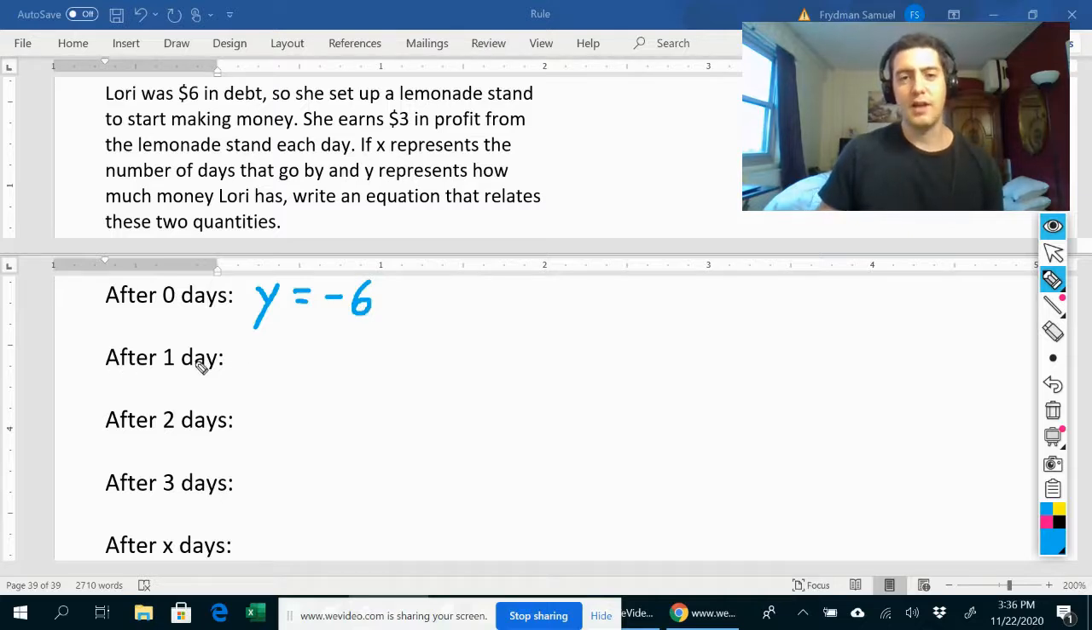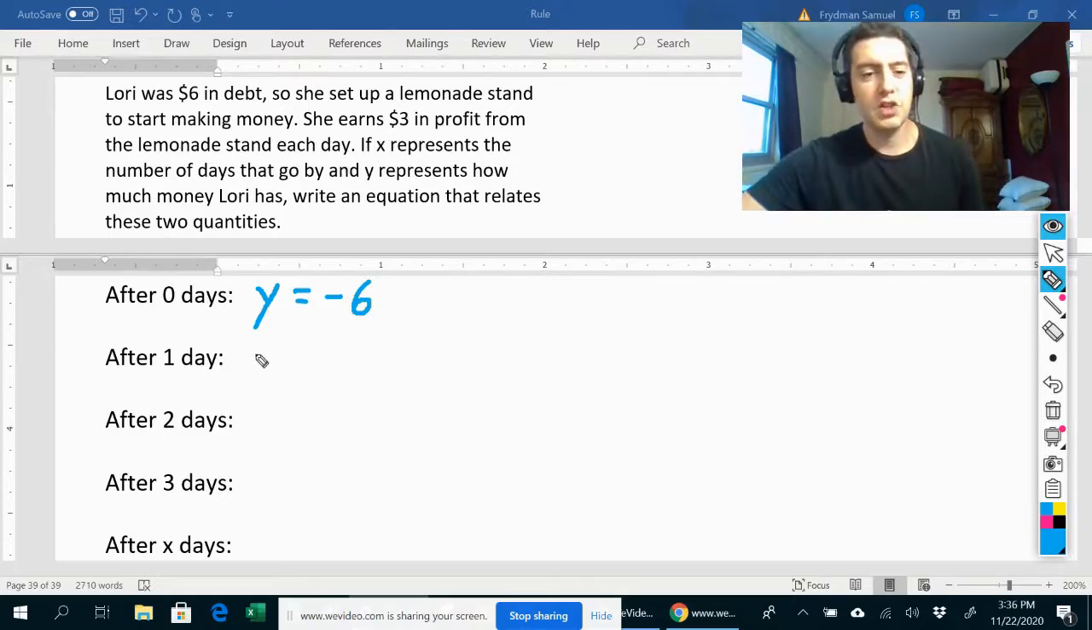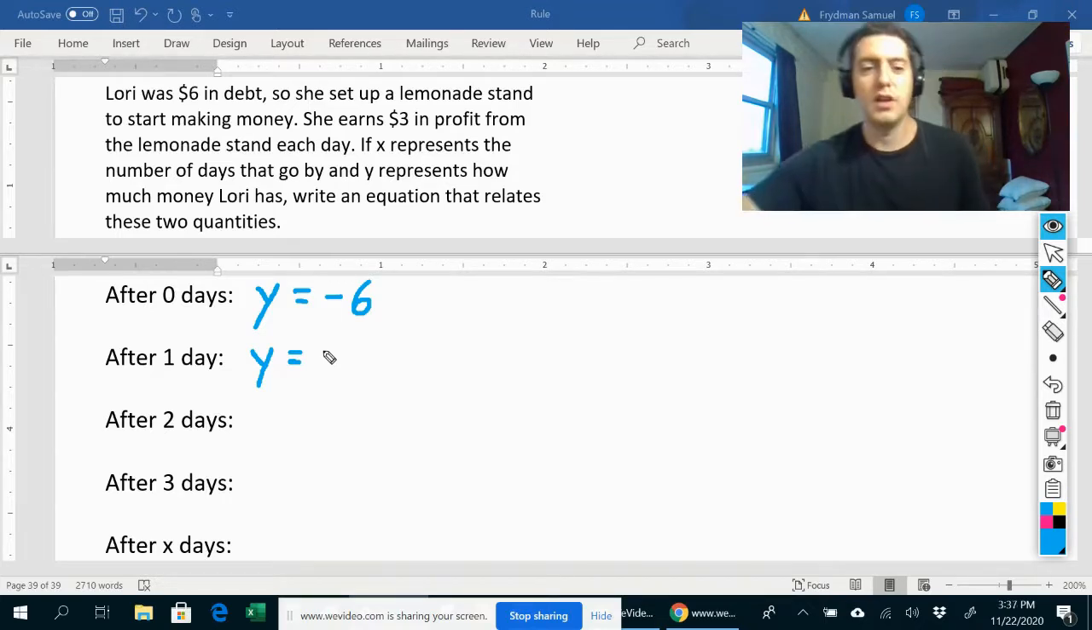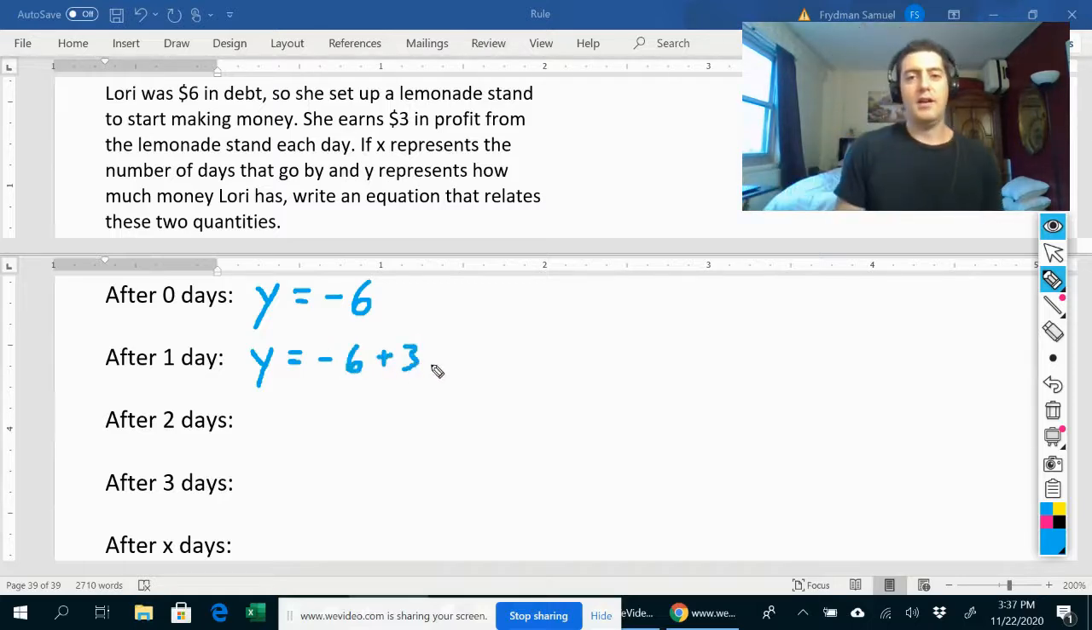After 1 day goes by, how much money would she have? Well, we know that she's earning a profit of $3 each day, right? So the amount of money that she has, and remember Y represents the amount of money she has, would be -6 plus the $3 in profit that she earns from that day. -6 plus 3 would be -3. But you know what? I'm not going to write -3 here. I'm just going to leave this as -6 plus 3. And if you're thinking, isn't that just equal to -3? You're right, it is equal to -3, but I'm not going to write that here, and you'll see why later, because writing it this way is going to make it easier for us to see the pattern.